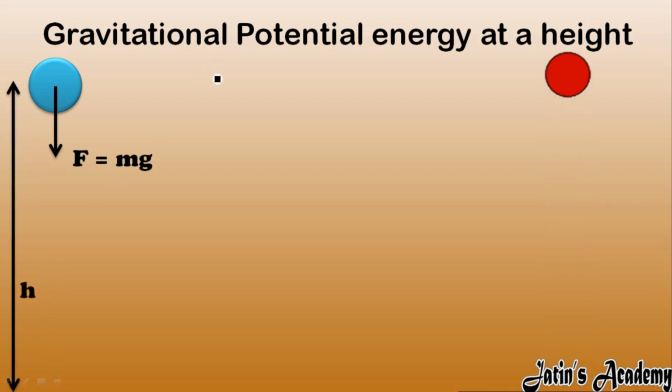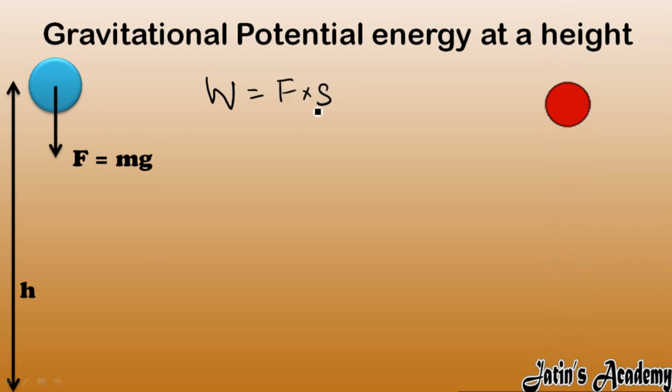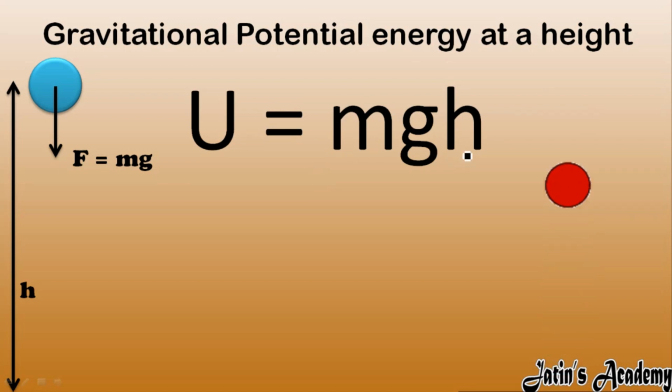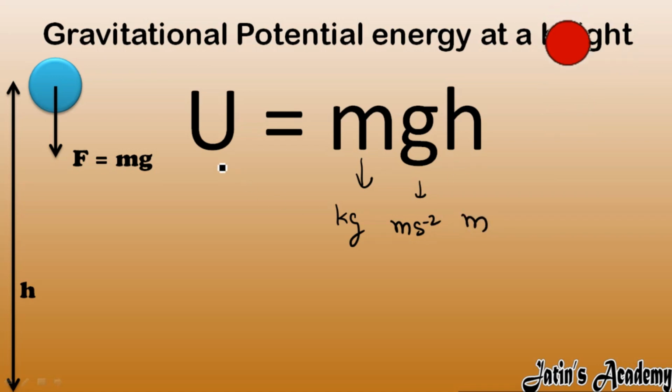So what is gravitational potential energy? Work done by the earth. What is work done? Force into displacement. Force we have mg and displacement is h. So the energy stored in the body due to the gravitational field is called potential energy. So the potential energy formula we got is U equals mgh. Here m's SI unit is kg, g's SI unit is meter per second square, and h's SI unit is meter, and U is energy. Energy is actually work done, so its SI unit is joule. So this is the whole expression of gravitational potential energy at some height.